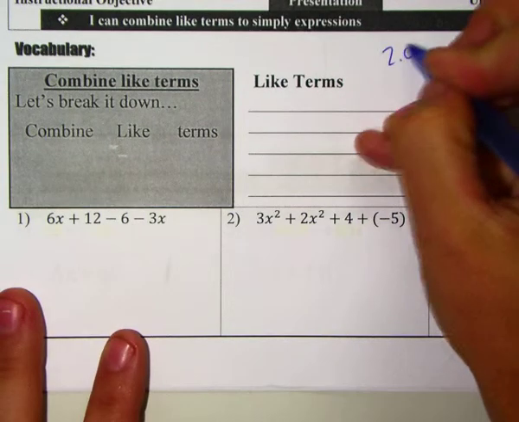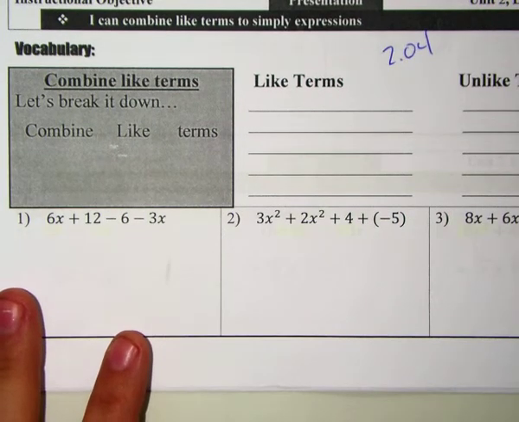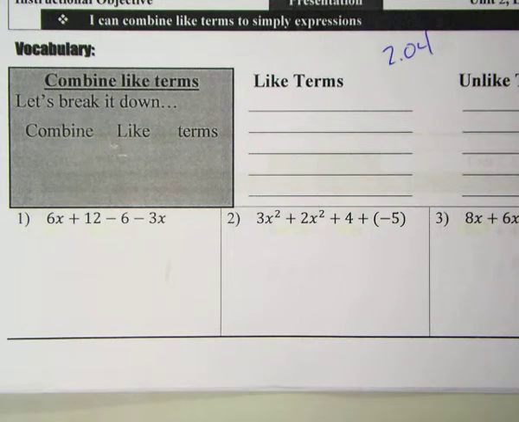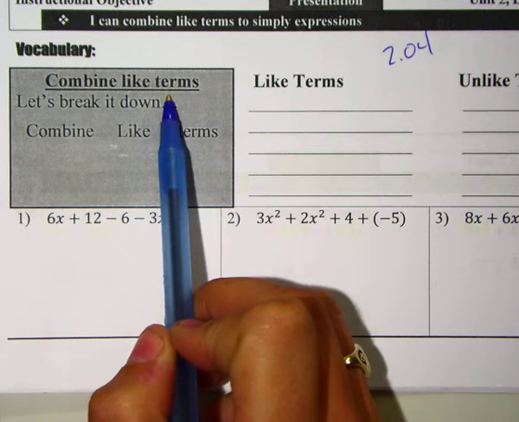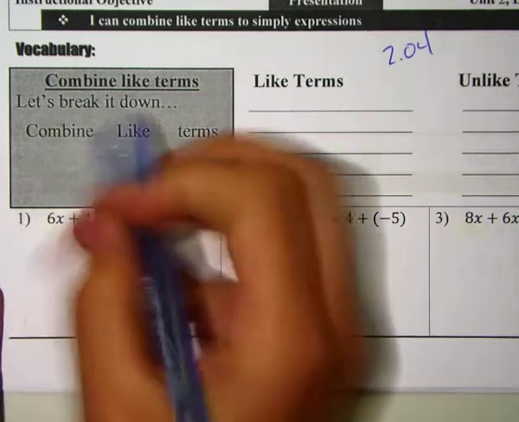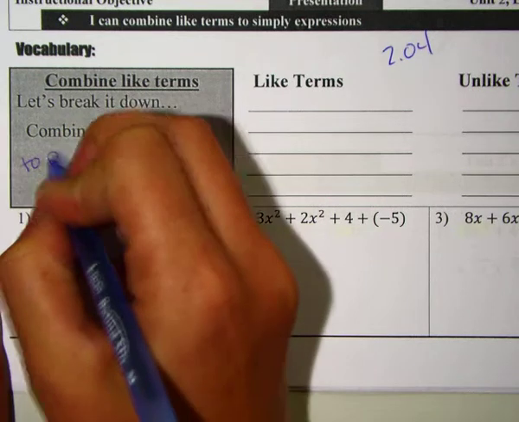Okay, this is point 4, which is simplifying expressions. And so first thing we need to do is know what combine like terms means. So let's go ahead and break this down. To combine means to put together.